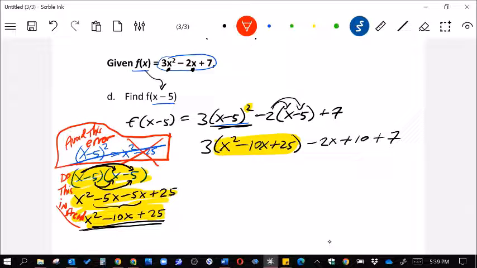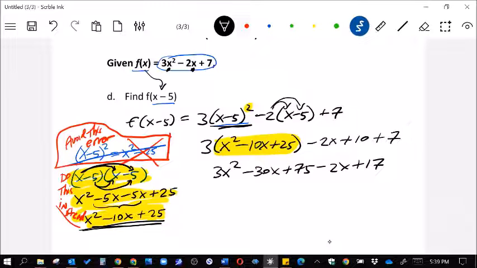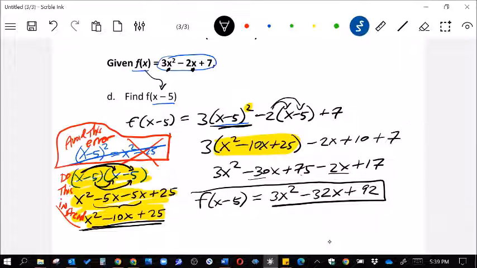Now we can continue doing the rest of the problem, all right? So I'm going to do 3 times each of these, 3x squared minus 30x plus 75 minus 2x, and then I'll put the 7 and 10 together for 17. And then I'm going to put the x minus 5. And I'm going to see there's only one x squared term. There's 2 of these with the x, so it's negative 32x. I can put those together. Then I can add the 75 and the 17 to make 92. And it looks like that's the result.